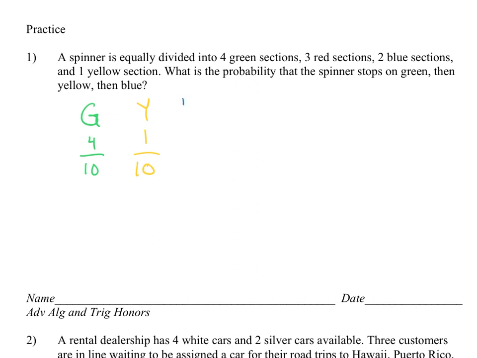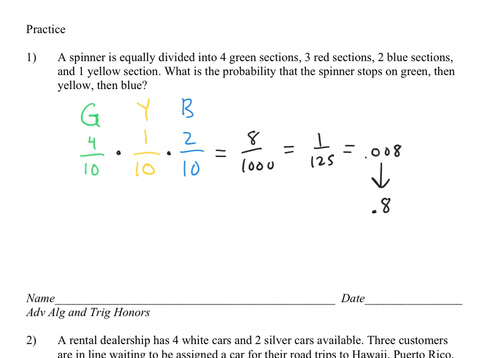And then lastly, you want to land on blue. There are 2 blue sections out of 10. So the probability of these events happening in that order is the probability of each one separately multiplied together. And that would be 8 over 1,000. And you can reduce that fraction as 1 over 125, or you could write it in its decimal form, which is 0.008 or 0.8%. So less than 1% chance that happens.